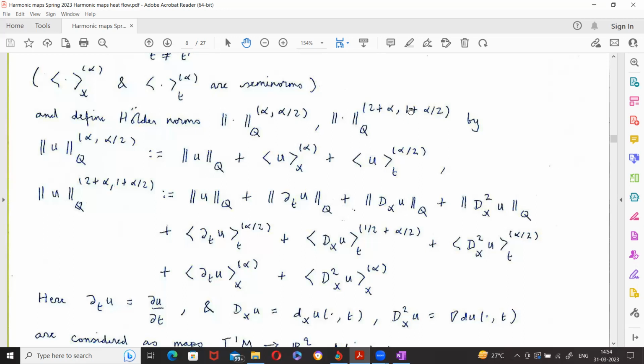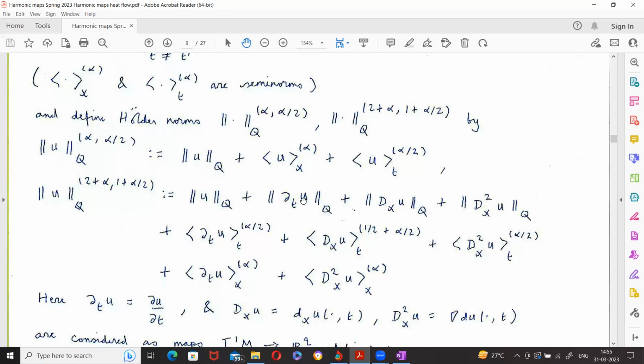All right. So let me define these norms. So the norm (alpha, alpha by 2) of u is the norm of u on Q, that's just the sup norm, plus the alpha Holder norm in the x variable, in the space variable, plus the alpha by 2 norm in the time variable. Okay, so this is straightforward. All right. The next norm is a bit more complicated. This is the (2 plus alpha, 1 plus alpha by 2) norm. So first we're going to have the sup norm of the function, then the sup norms of the first derivatives.